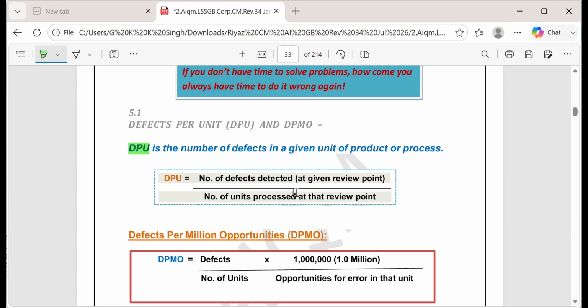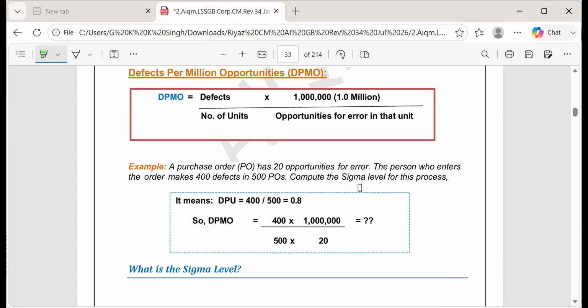So here we have an example. Let us say a purchase order has 20 opportunities for error. What do we mean by this? That means while doing the data entry of a purchase order, the person who is doing the data entry can make 20 different mistakes while making the purchase order. These are called as opportunities for error.